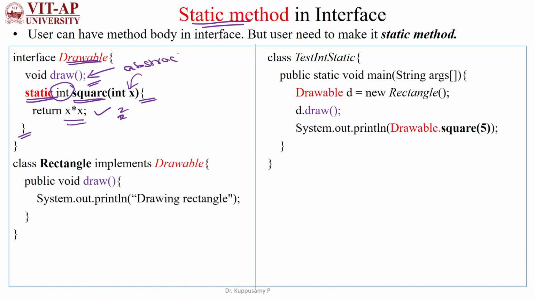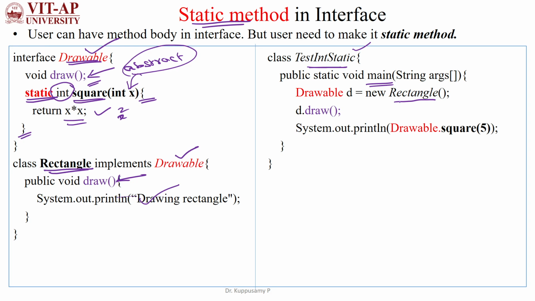If it is an abstract method, it should be implemented inside any one of the classes. That class is here rectangle, which is implementing the drawable interface, then which is implementing the draw abstract method which is defined here, so which is having a single statement. Then we are defining one more driver class, right. Sorry, only one driver class, that is TestInterfaceStatic, which is having the main method.